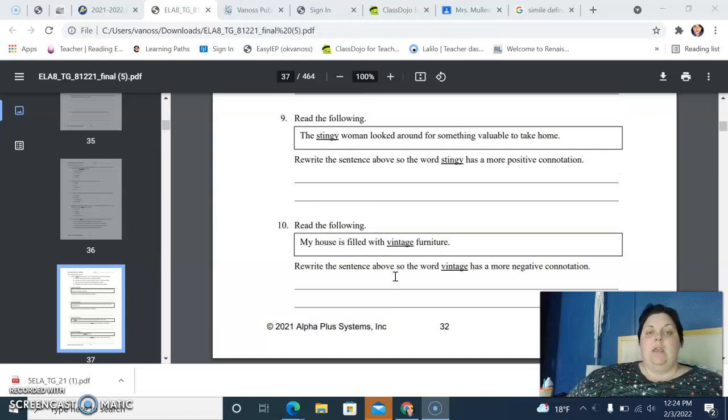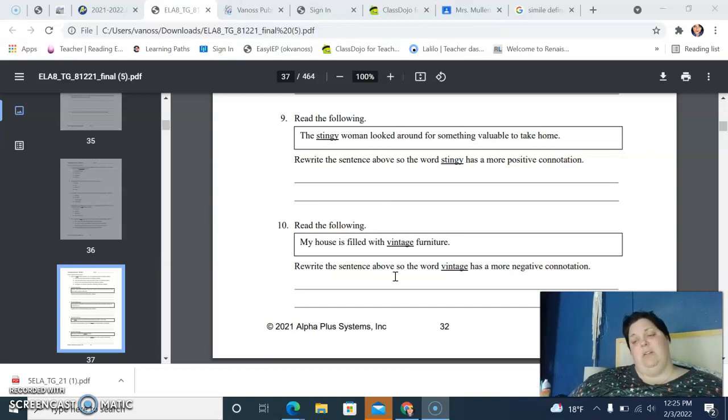9. The stingy woman looked around for something valuable to take home. That says stingy. I'm sorry. Can you tell I need to go to bed? Stingy. The stingy woman looked around for something valuable to take home. Rewrite the sentence above so the word stingy has a more positive connotation. Look it up, guys.